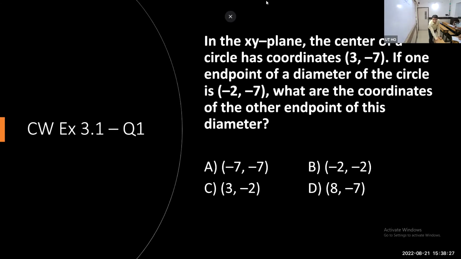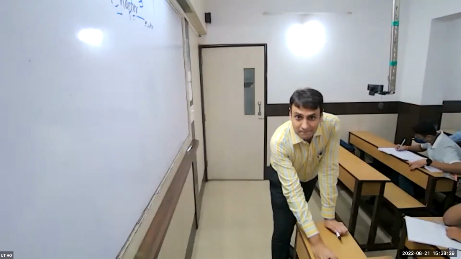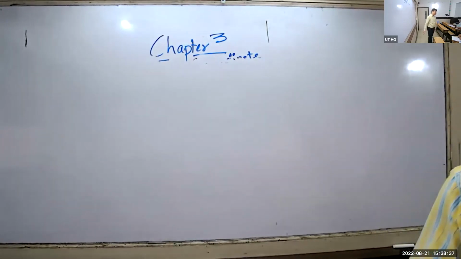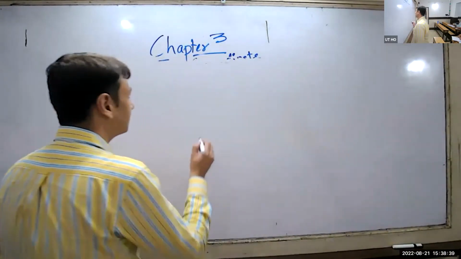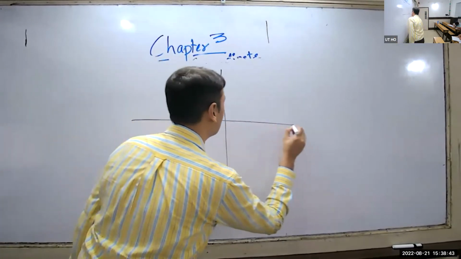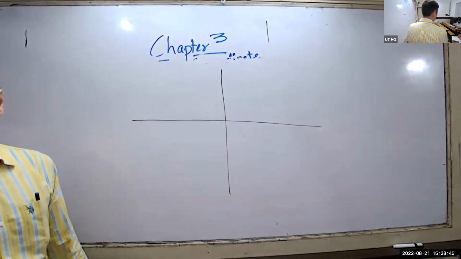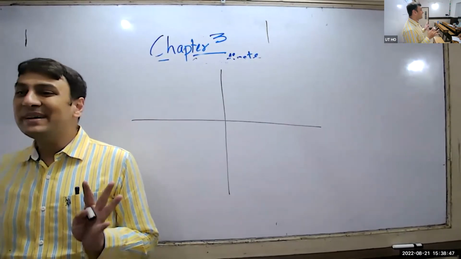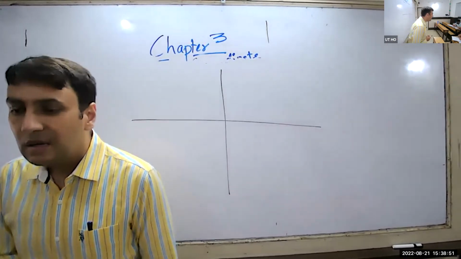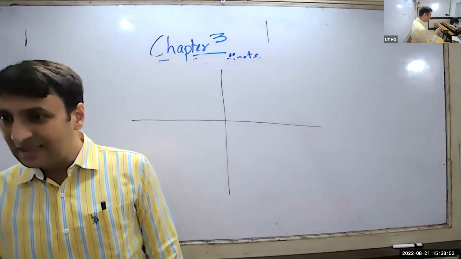If in the xy plane, the center of the circle has coordinates 3, -7, and one endpoint of the diameter of the circle is -2, -7, what are the coordinates of the other endpoint of this diameter? So I will solve like Sarah and Abhyuday are doing it here. I'll draw a coordinate plane. So this is diameter of circle guys, ये पता है. उसका एक एंड पॉइंट पता है. बताओ कोऑर्डिनेट. -2, -7.